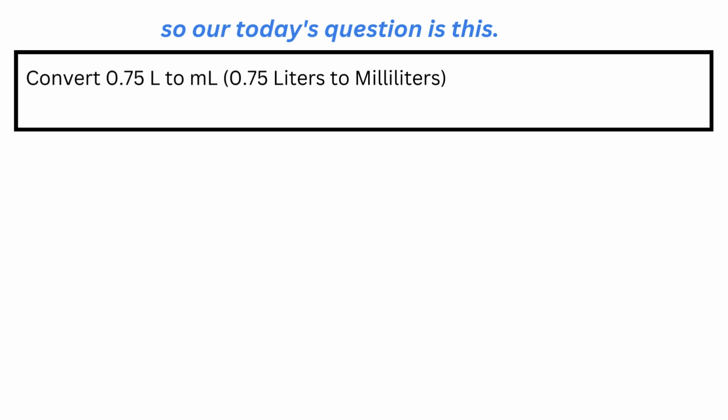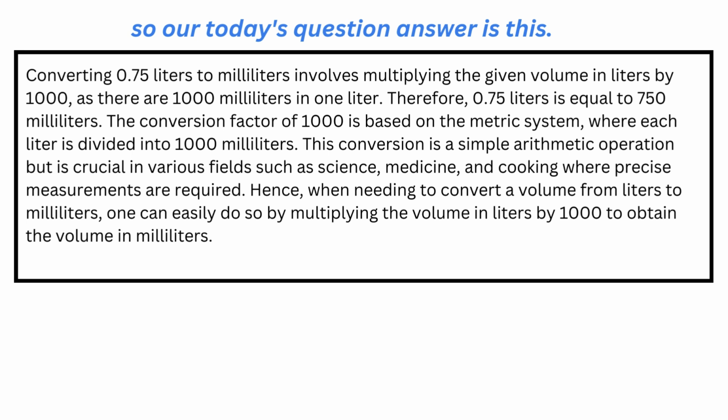Convert 0.75 liters to milliliters. The correct answer: converting 0.75 liters to milliliters involves multiplying the given volume in liters by 1000, as there are 1000 milliliters in 1 liter. Therefore, 0.75 liters is equal to 750 milliliters.